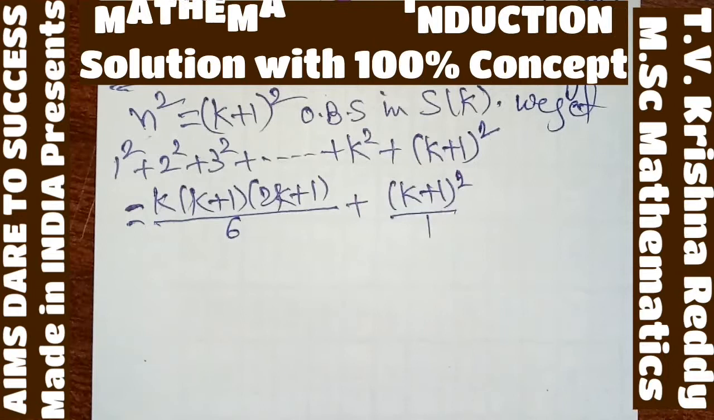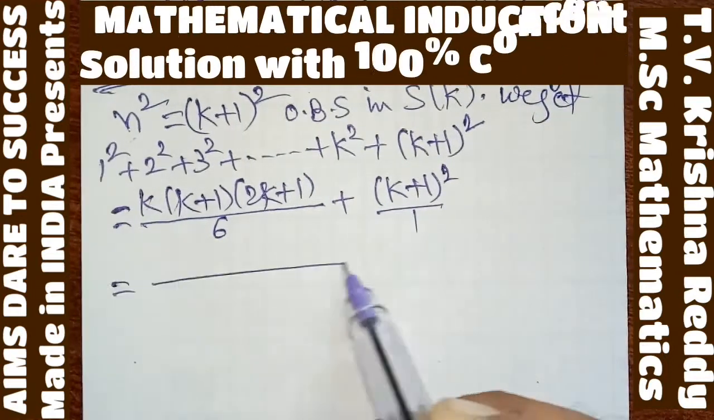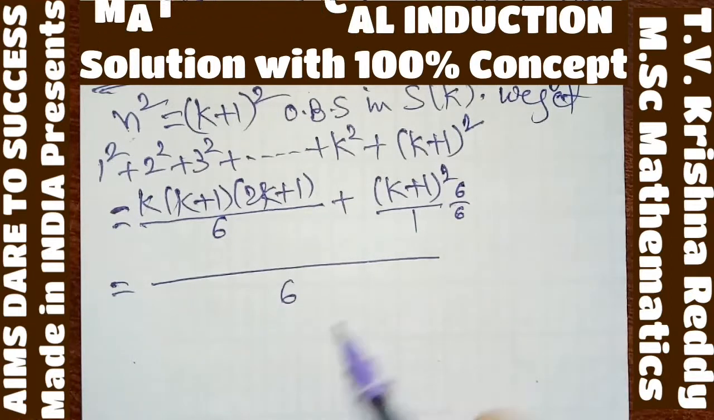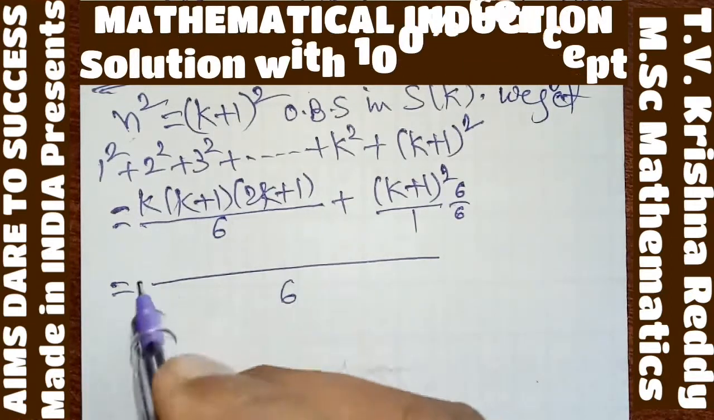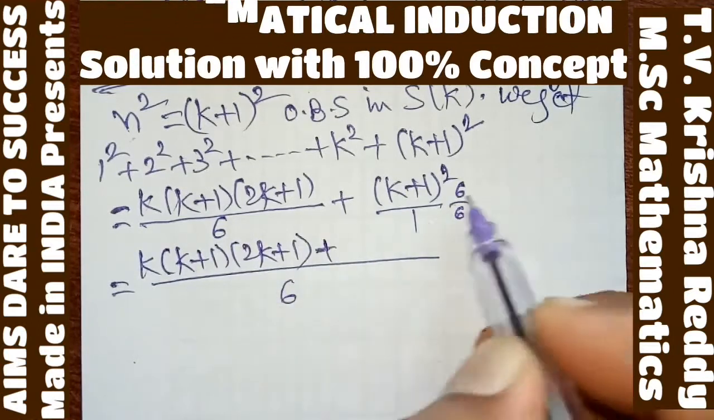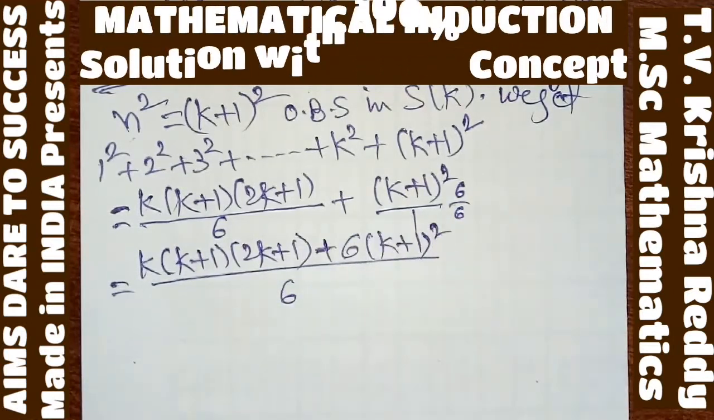Only you can simplify in RHS. Here multiply and divide by 6. Why? Because here 6 is there. So to get 6 LCM, second term you can multiply and divide by 6. 6 and 6 matching. So numerator value you can copy paste k into k plus 1 into 2k plus 1 plus multiply these two values. We get 6 into k plus 1 whole square.